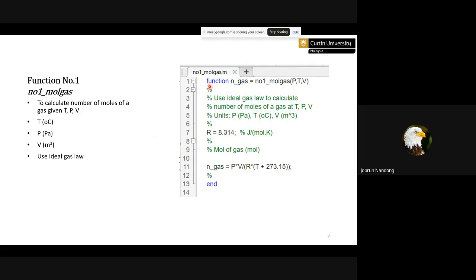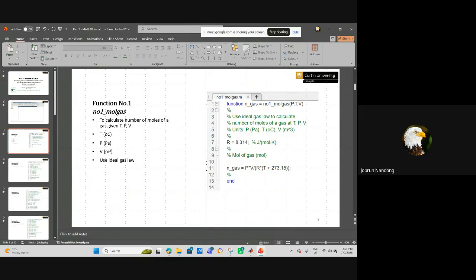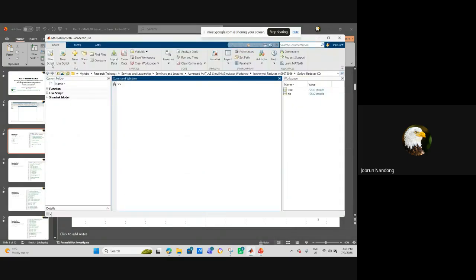So we develop a separate function like this one. Function number one, moles gas. Again, the name of the function is up to you, but I number them one, two, three so that it is easy for me to see the sequence. If you have many functions and you don't name them clearly, it is hard to identify which function you want to use later on. Okay, let's try this function. Let's do this one time. You go to the script. There are two types of script.